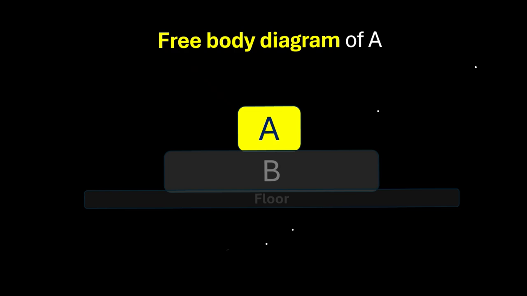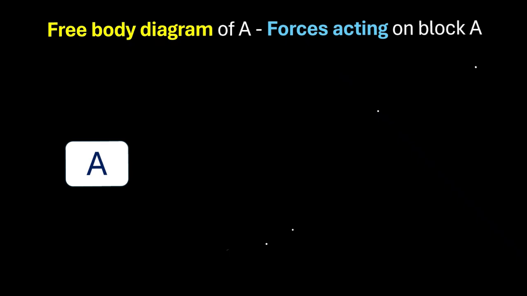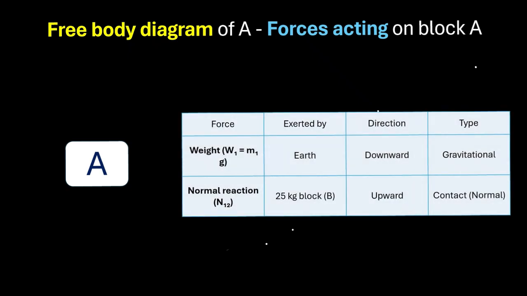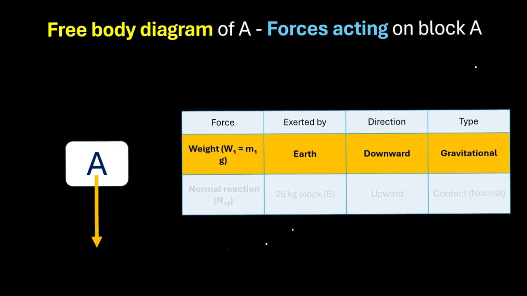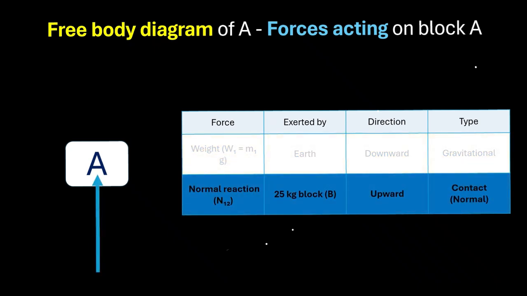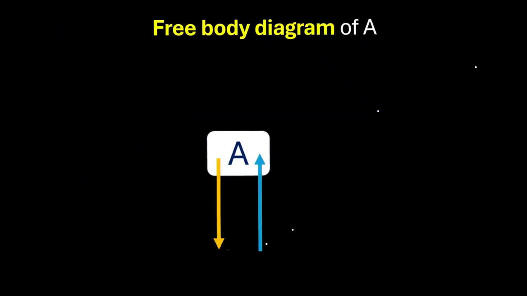Okay, so free body diagram of A. While considering A alone, let's draw all the forces that act on A. Which all are they? There are two forces. One, weight acting downwards, and normal reaction on A due to B acting upwards. So this is weight acting downwards, and then we have the normal reaction from B acting upwards. Okay, so you got two forces for the free body diagram of A.